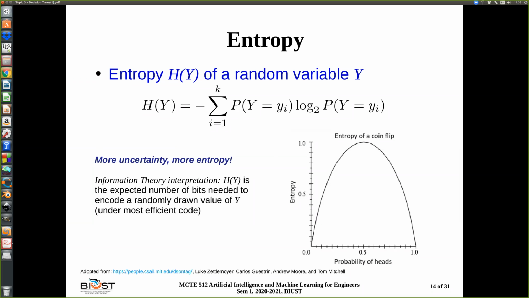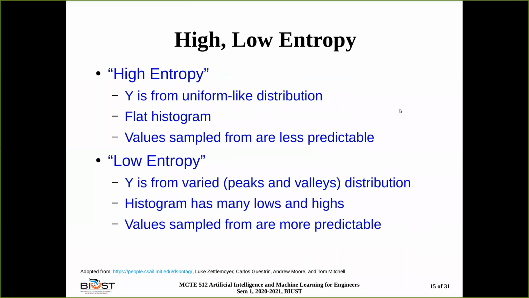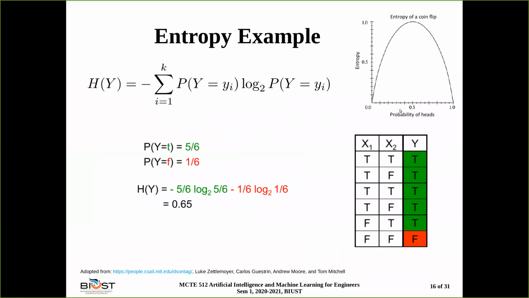Okay, so now the entropy is just the probability of the output Y. In this case, for example, yes or no: minus probability of a yes times log 2 of probability of a yes, plus probability of no times log 2 of probability of a no. It will be much clearer when we get into the example.